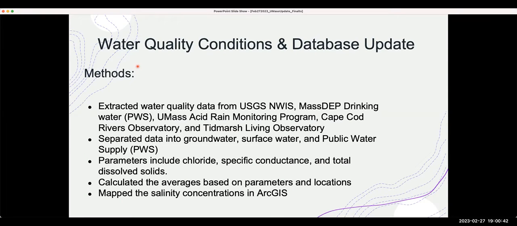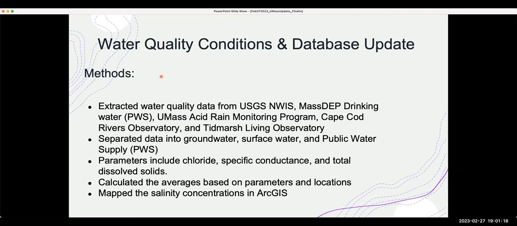All right, so we began by extracting the water quality data from a couple different websites. These websites include the USGS, NWIS, Mass DEP Drinking Water, the UMass Acid Rain Monitoring Program, Cape Cod Rivers Observatory, and the Tidmarsh Living Observatory. And then we used the date range of 1980 to 2022 for our water samples.